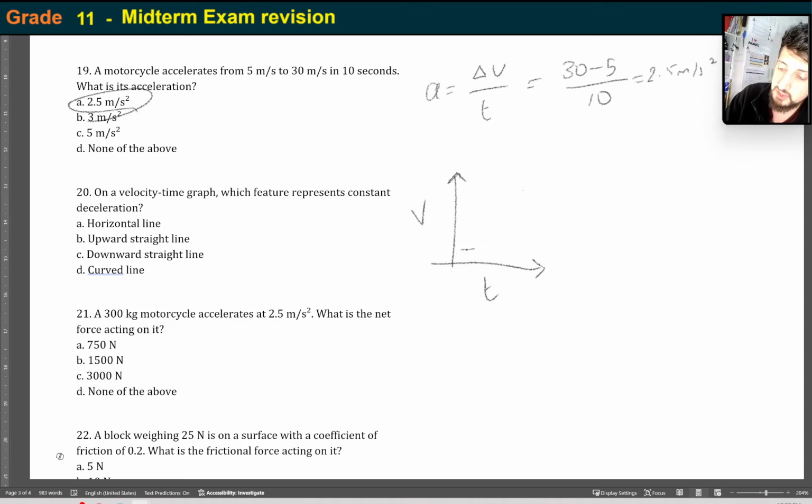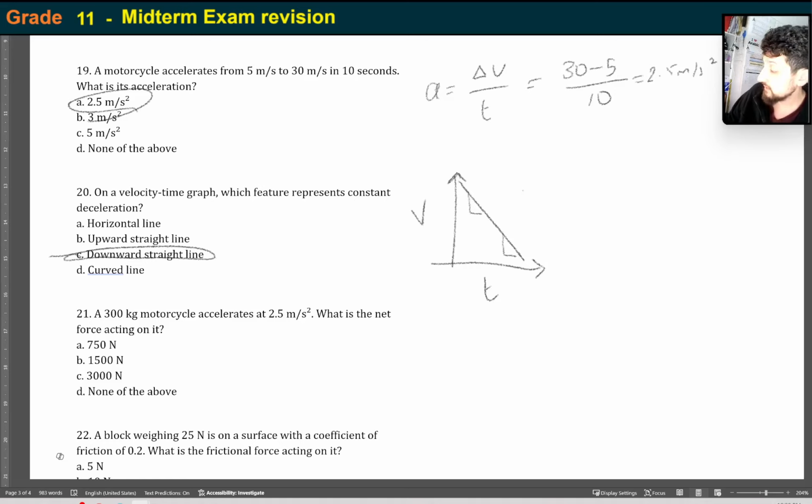Now, what if I change that and I go like that? Now we can see that the acceleration changes, because the rise over run here is not equivalent to the rise over run here. What they want is something that shows constant deceleration. It's going to be a downward straight line, because it is changing velocity at a constant rate, because the gradient is exactly the same.